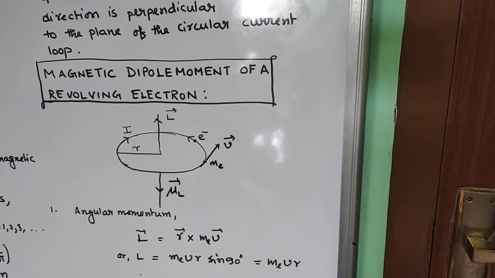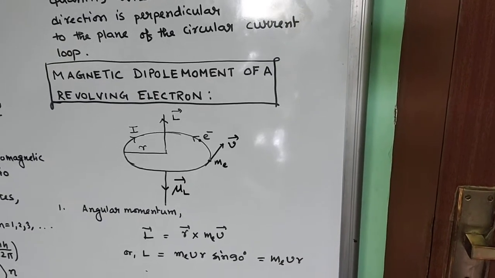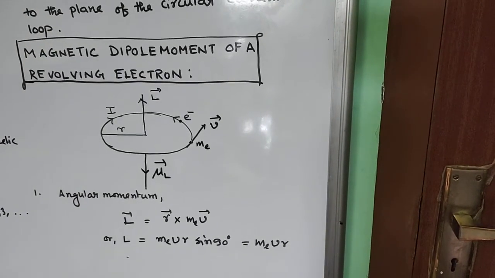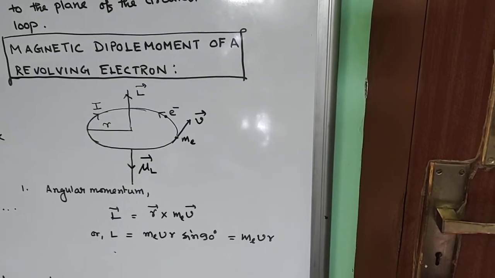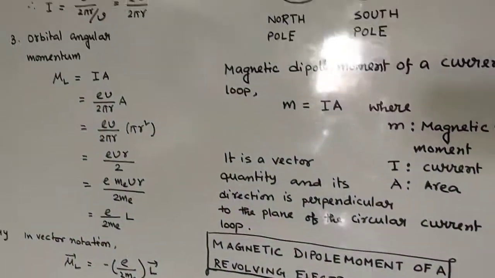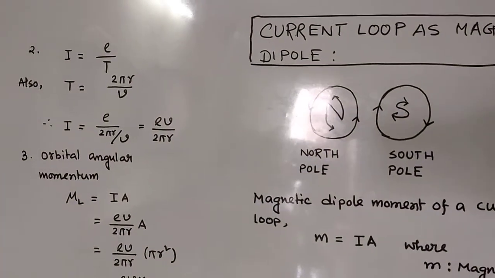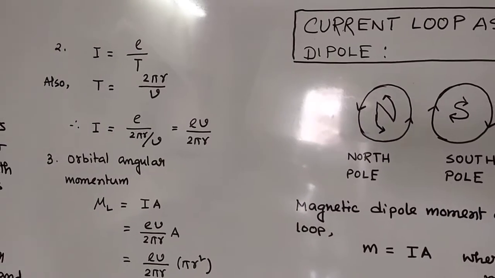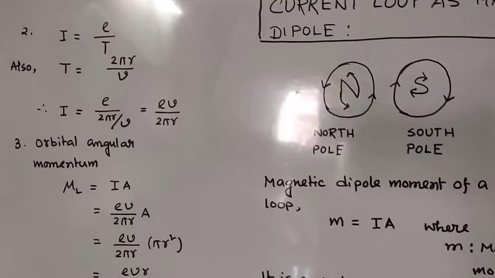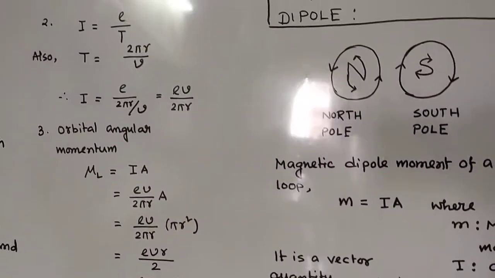You can consider v is nothing but the tangent, and definitely the radius is perpendicular to the tangent, so sine 90 degrees. So L equals m_e v r sine 90 degrees, so it comes out to be m_e v r. Now number two, current can be defined by I equal to e by T, that is charge by time, and T is the time period, and time period can be defined by circumference by velocity. So circumference is 2 pi r and velocity is v.